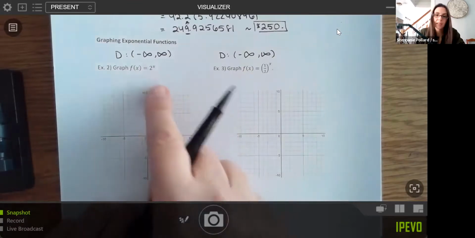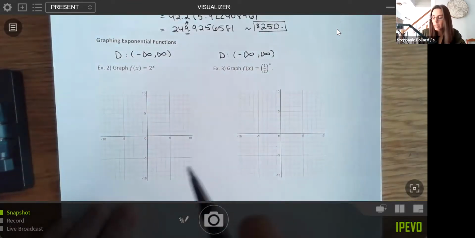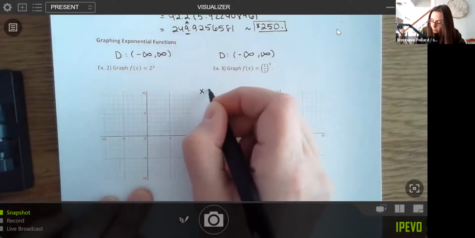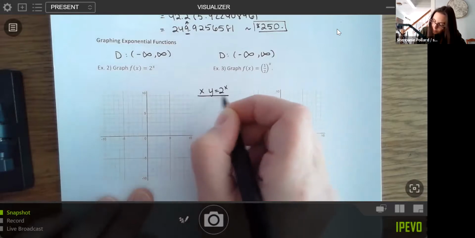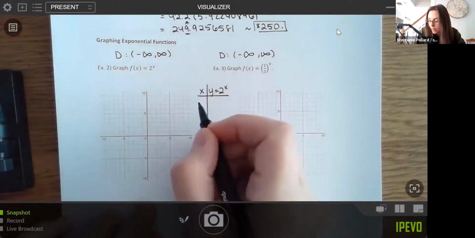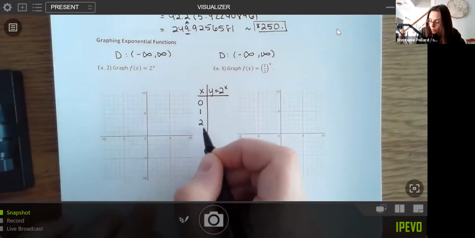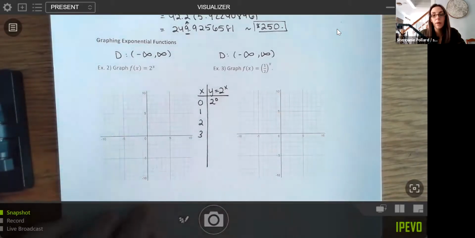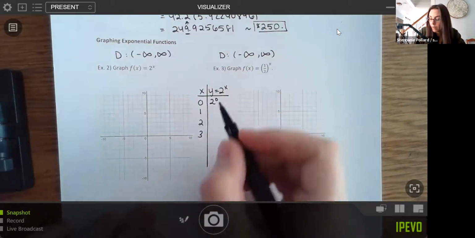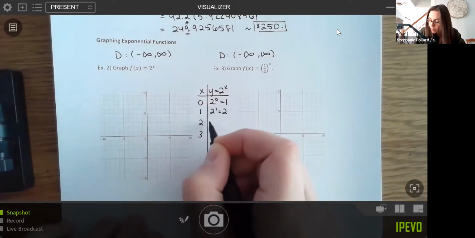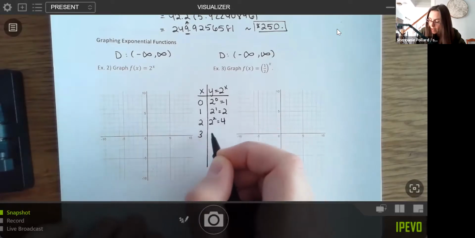So I'm going to graph 2 to the x power and also 1/2 to the x power. Let me do my table for 2 to the x over here. Let's start with 0 and then plug in 1, 2, 3, and so on. When I plug in 0, 2 to the 0 power, you do want to remember that anything to the 0 power is 1. When I plug in 1, I have 2 to the first power, which is 2, 2 squared, which is 4, and then 2 cubed, which is going to be 8.